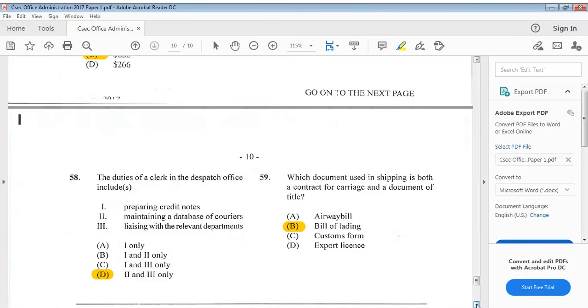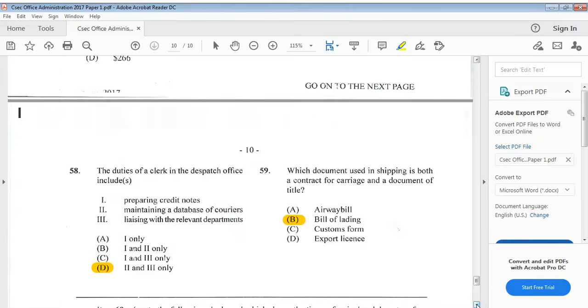Let's go on to number 59. Which document used in shipping is both a contract for carriage and a document of title? A. Airway bill, B. Bill of lading, C. Customs form, or D. Export license. Our answer would be B, bill of lading.